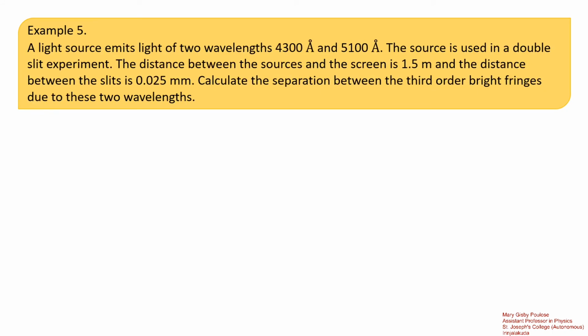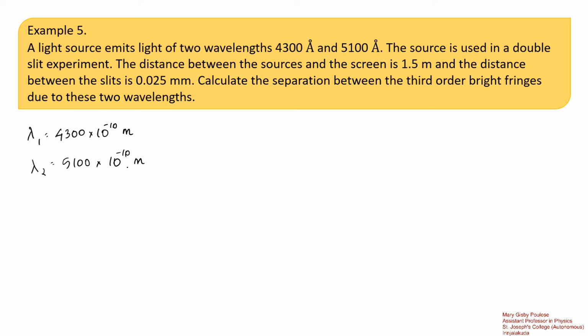Now, in the next experiment, we have a light source emitting lights of two wavelengths, 4,300 angstrom and 5,100 angstrom. So let me write the parameters. Lambda 1 is equal to 4,300 into 10 raised to minus 10 meters, and lambda 2 is equal to 5,100 into 10 raised to minus 10 meters.